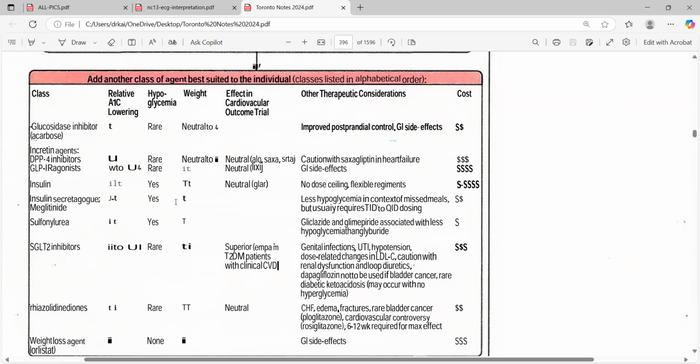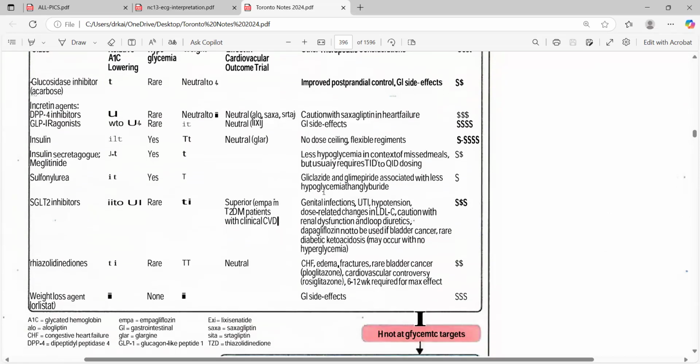Okay. Then we are talking about the alpha-glucosidase inhibitors, which is basically acarbose. It rarely has an effect on cardiovascular outcomes. There is no cardiovascular benefit, but it improves postprandial glucose, and there are side effects of that one. So let's start with the most important one.